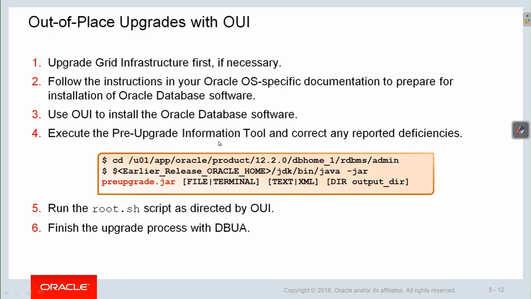And then you execute the pre-upgrade information tool. Okay, so unlike previous versions, in 12.2 you can use preupgrade.jar, the pre-upgrade information tool. It can be run at the OS prompt or SQL prompt. So you can actually run the new information tool. And then you're going to run the root.sh script as directed by OUI. Once your database software is upgraded, then you're going to upgrade your database. You can upgrade it manually, or you can upgrade using DBUA.